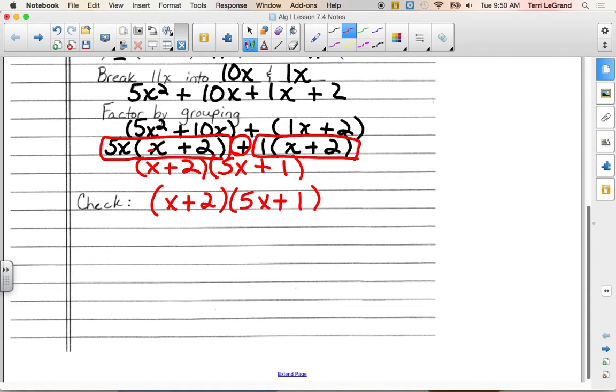Would you multiply that out, please? FOIL, rectangle, your method, horizontal, vertical, whatever. Actually FOIL it out, multiply it out.